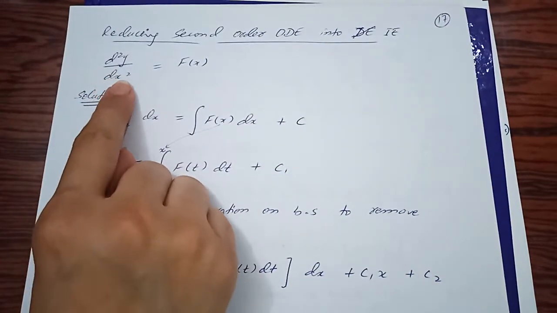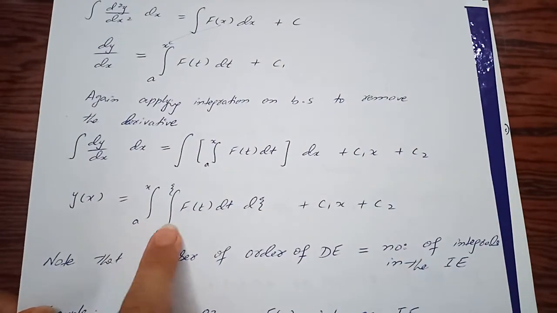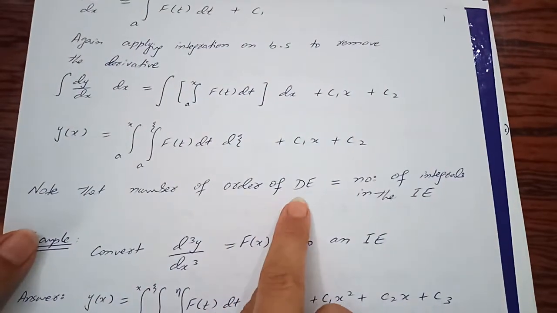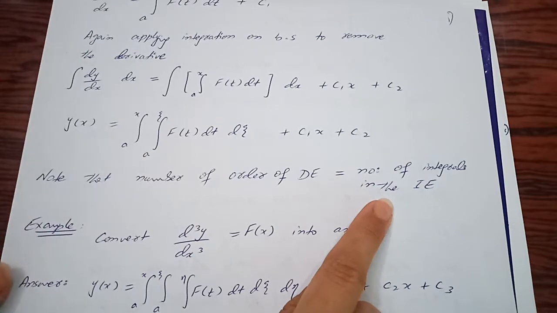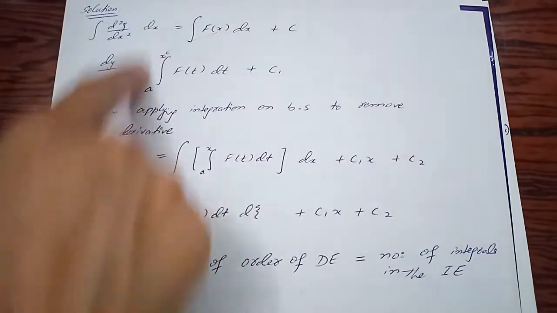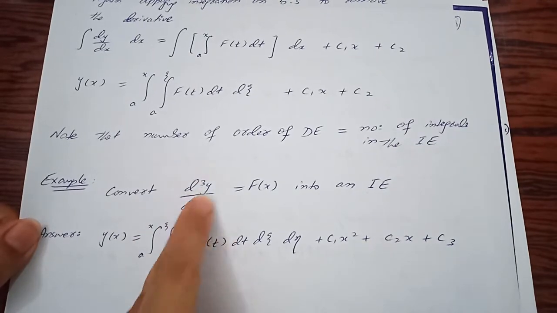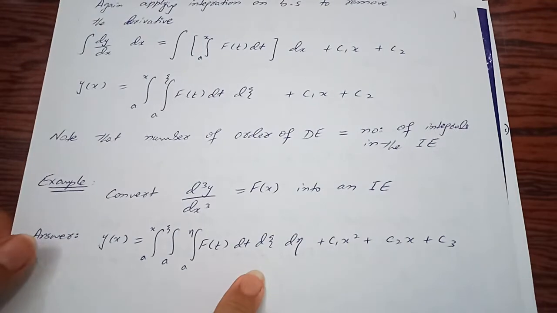Now you can note that you have the second order differential equation ODE, and you got here a second order integral. You got two integrals. So note that the order of the differential equation is the same as the number of integrals in the integral equation. Also, in the same way you can try the third order ODE, d3y over dx cube equals f of x, into an integral equation.